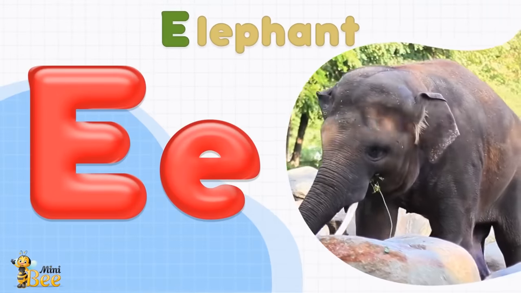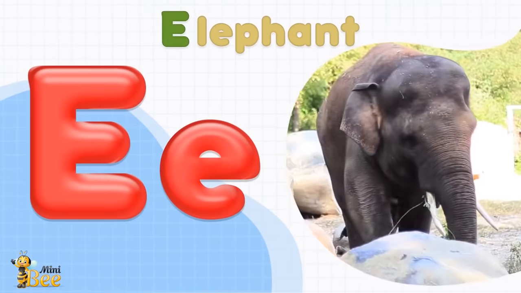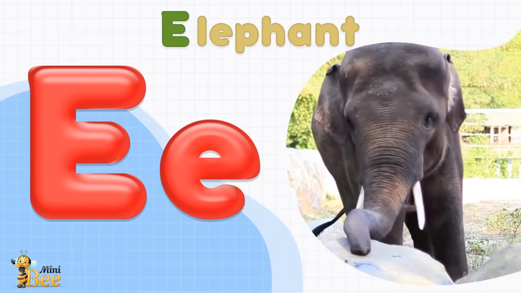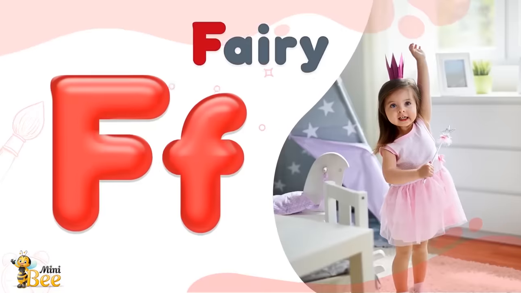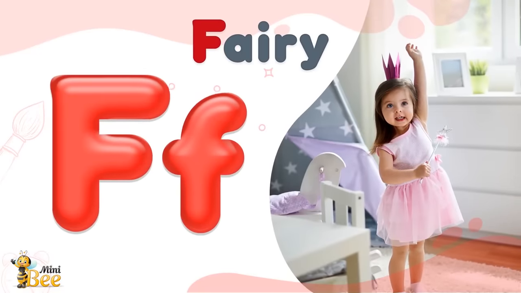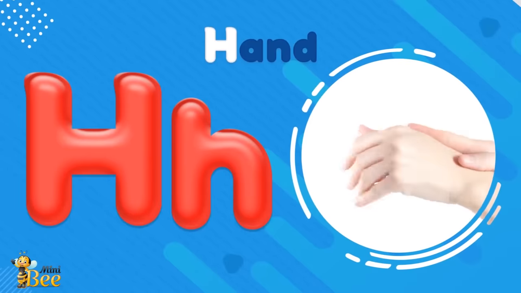E is for elephant, elephant, elephant. E, elephant. F is for fairy, fairy, fairy. F, fairy. G is for glasses, glasses, glasses. G, glasses. H is for hand.